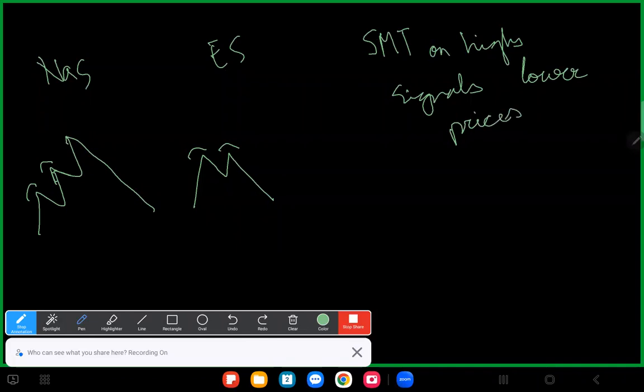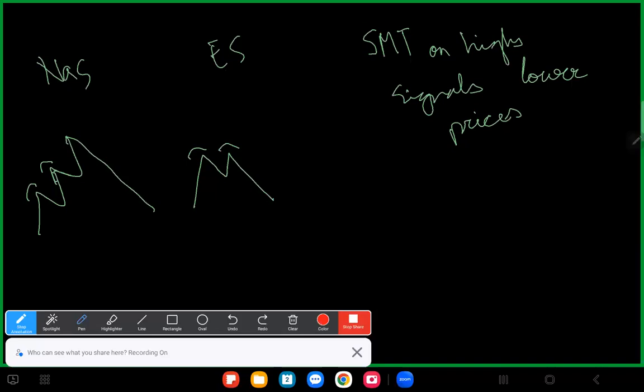All right, so that's what we're seeing here. These two asset classes are supposed to move in sync. So when one is making a higher high, the other one should also make a higher high. But we see that there's a failure from S&P to go higher, which is an early indication that the S&P is weak and that the markets could turn around. And then we see lower prices from there.